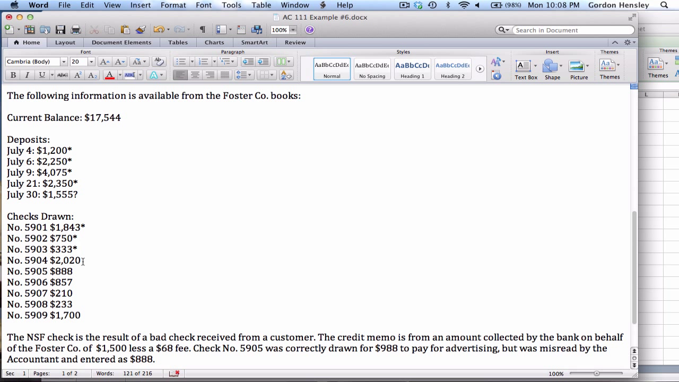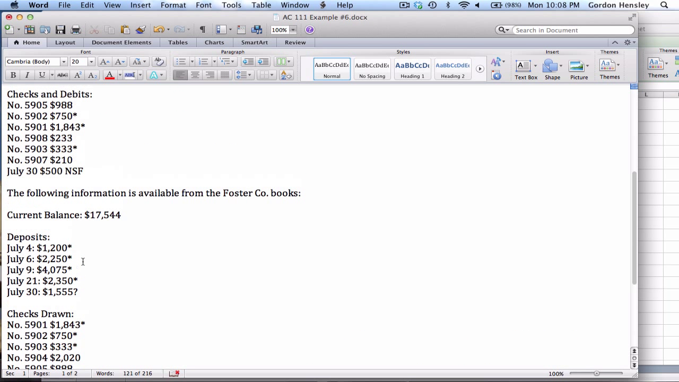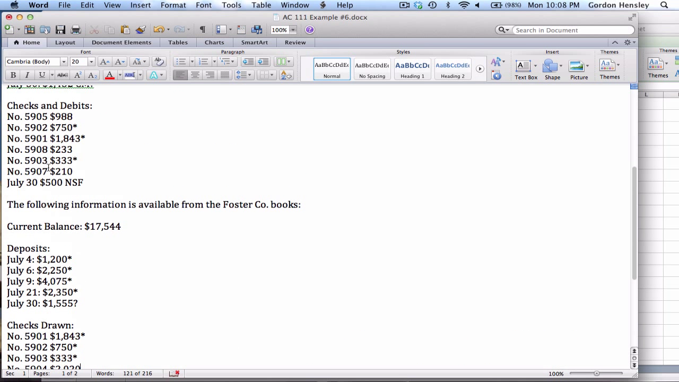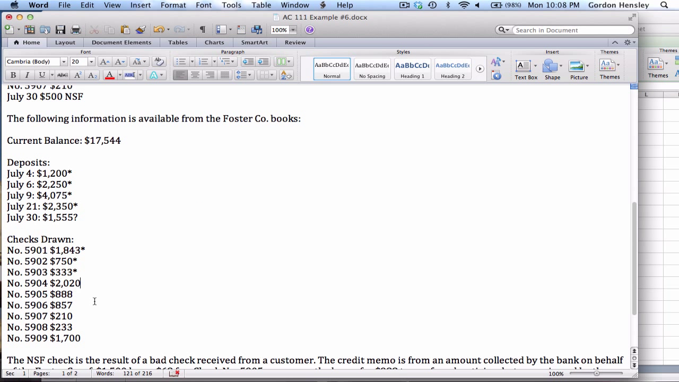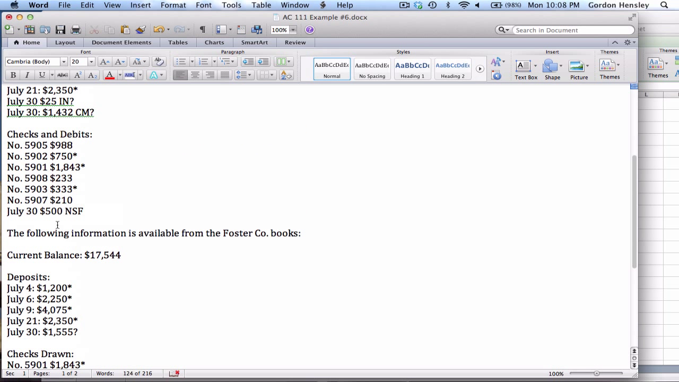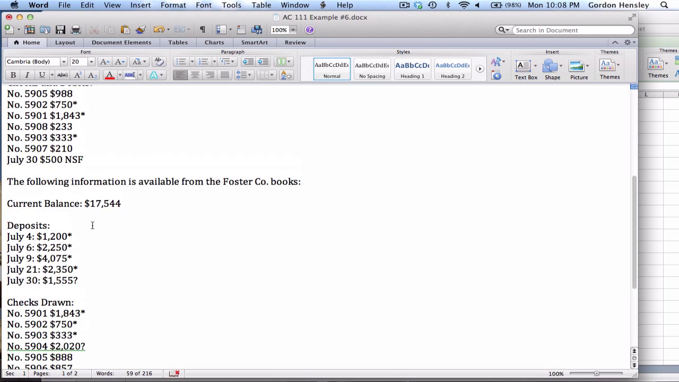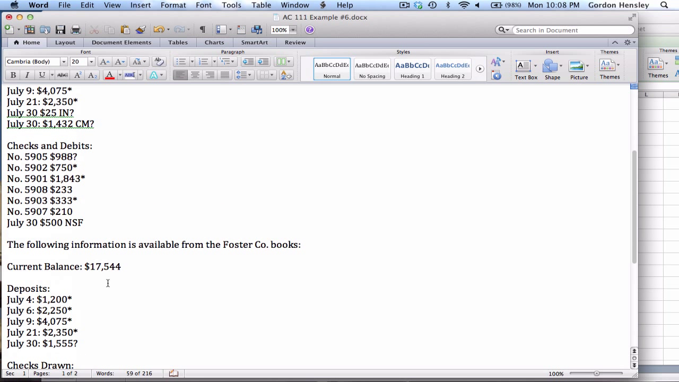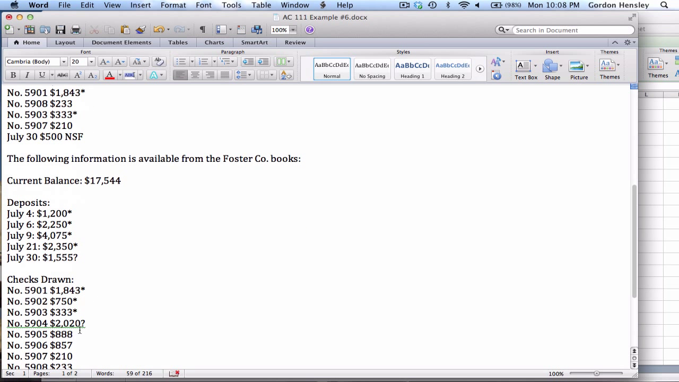Then I've got check number 5,904 for 2020. I don't actually see that one here. So that one looks like an outstanding check that hasn't cleared the bank yet. Then I've got this one for 888, check number 5,905. Up here I have 5,905, but look at this. It's not matching up. 988, 888. So that one's a problem. So I'm going to put a question mark there. That one's not looking right.